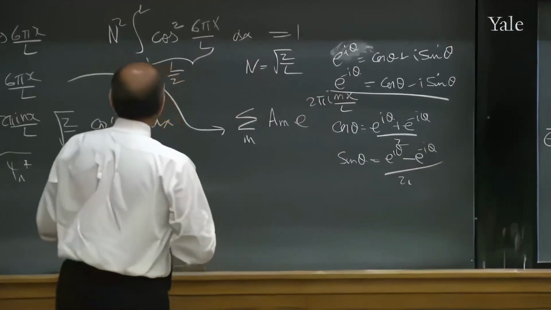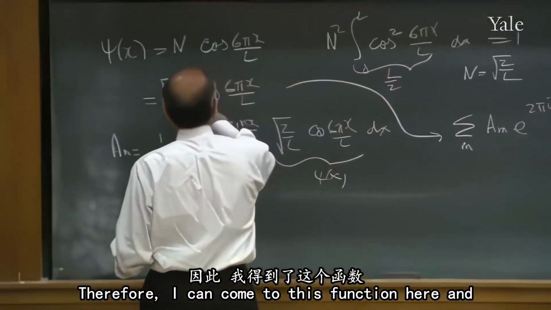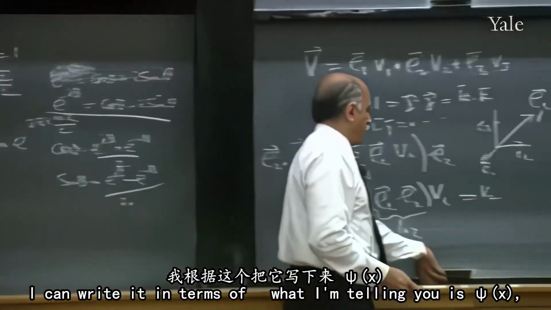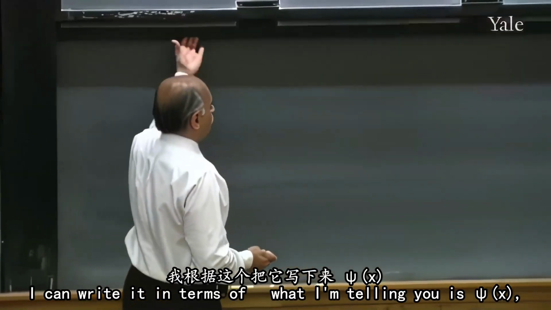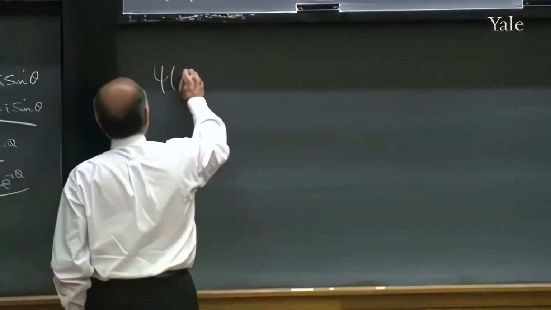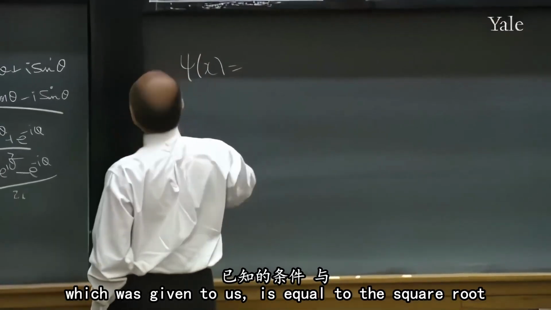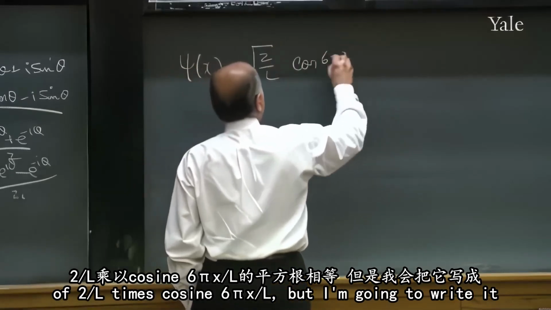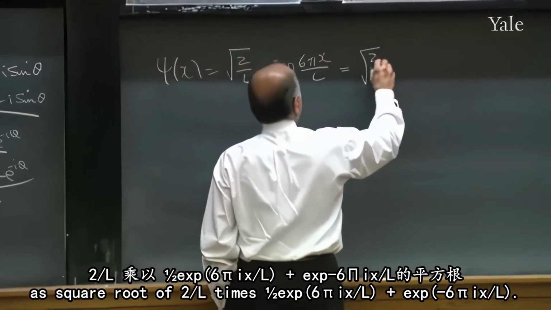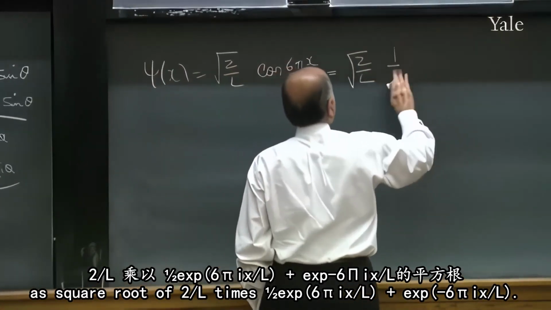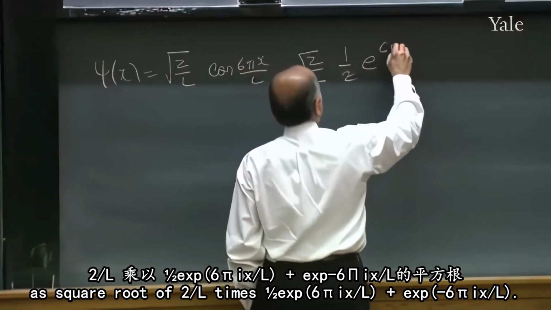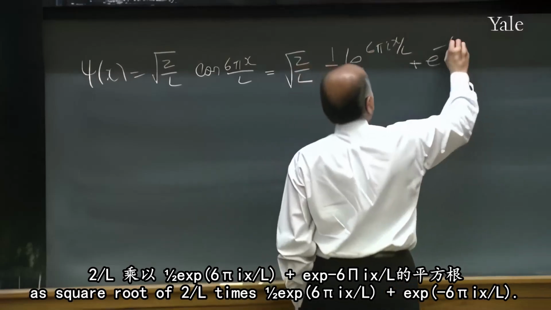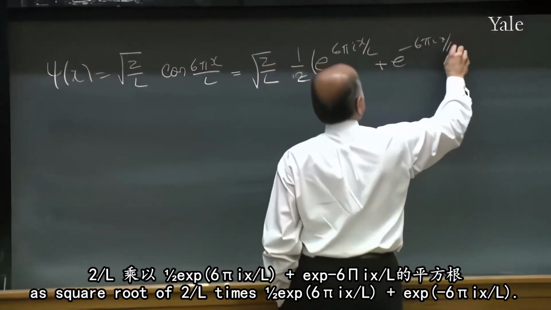The minimum. Therefore, I can come to this function here, and I can write it in terms of... so what I'm telling you is psi of x, which was given to us, is equal to the square root of 2 over L times cosine 6 pi x over L. But I'm going to write it as square root of 2 over L times 1 over 2 e to the 6 pi i x over L plus e to the minus 6 pi i x over L.